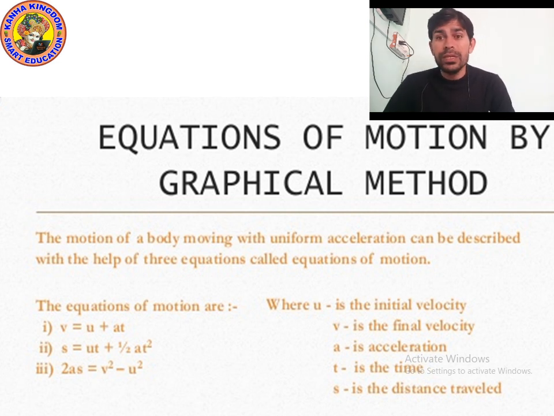First equation is v is equal to u plus at. Second equation is s is equal to ut plus half at square. Third is 2as is equal to v square minus u square. Maybe you cannot see clearly, but don't worry, I will show you these equations again.